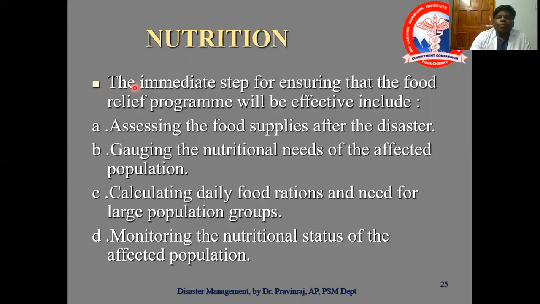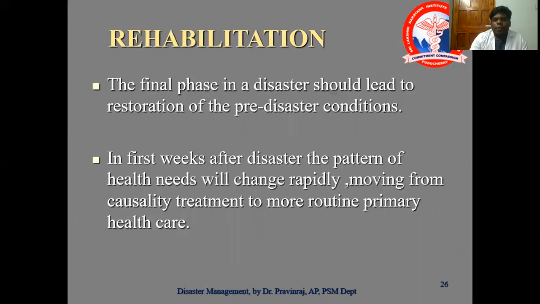In nutrition, the immediate steps for ensuring that the food relief program will be effective include assessing the food supplies after the disaster. What amount of food will be needed, what quality of food we should give, and whatever food we give should be less expensive. Then gauging the nutritional need of the affected population. Usually there will be vitamin A deficiency and protein energy malnutrition, and the vitamin and mineral supply will be very low, so we have to see that these nutrients are provided with the food. Then calculating daily food rations for the large population, and then monitoring the nutritional status of the affected population.